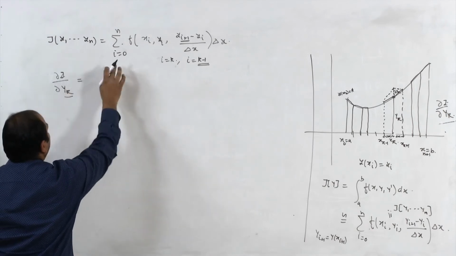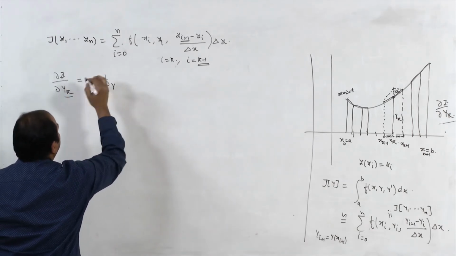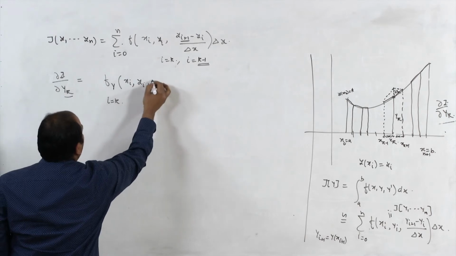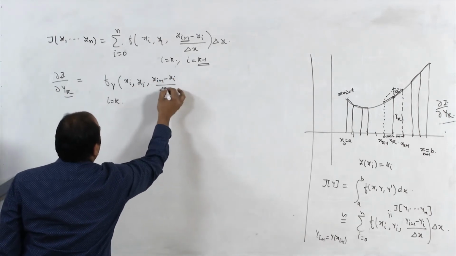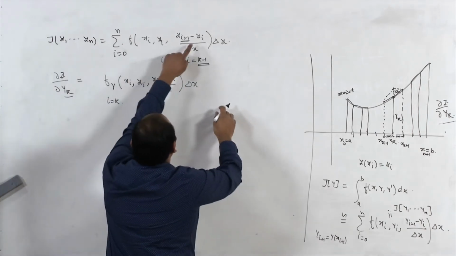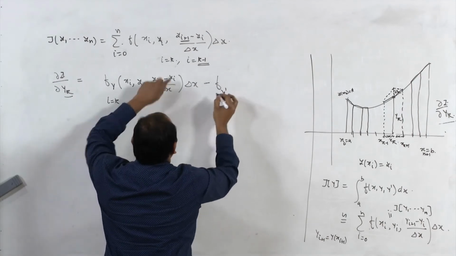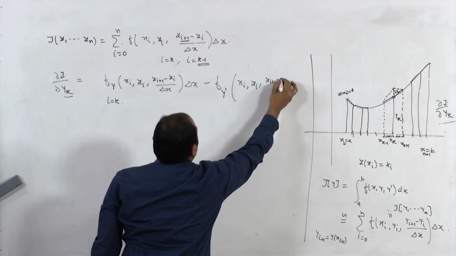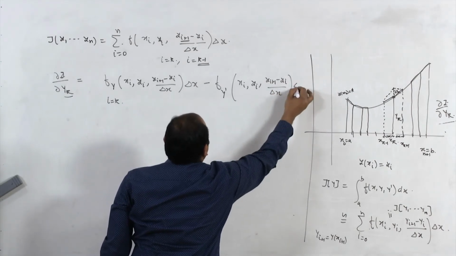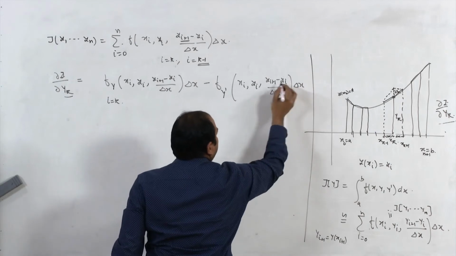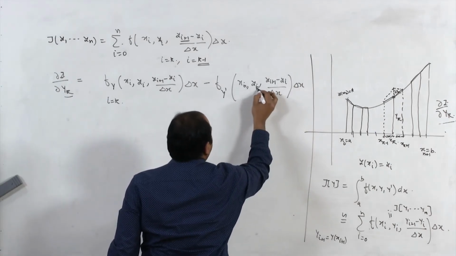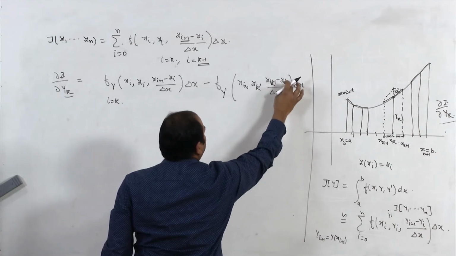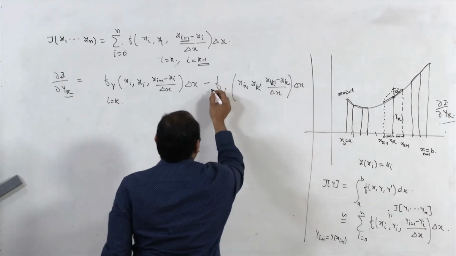So when you find the derivative with respect to yk, then we will get f of y, and this I am considering for the i equal to k term. So that is f of xi, yi, (y_{i+1} minus yi) upon delta x, and then you consider this particular term. So minus f of y dash, this position corresponding to y dash, and here we have xi, yi, (y_{i+1} minus yi) upon delta x, and here we have delta x, and this is for i equal to k. When you differentiate minus yk upon delta x, you will get minus 1 upon delta x.